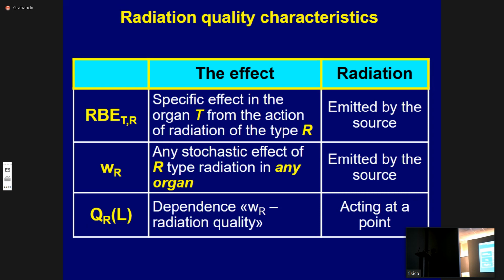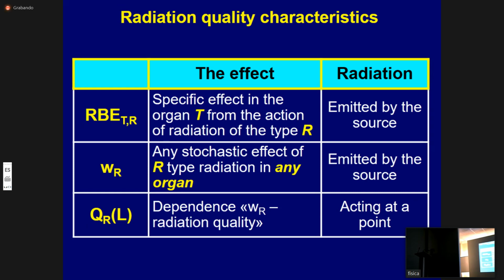The first one, RBE, is used to evaluate the quality of radiation in relation to the development of a single deterministic effect. It characterizes the radiation incident on the body, or in the case of individual radiation sources, the radiation emitted by the source. The value of RBE depends on the organ and tissue. That means we have coefficients here, tissue and radiation.